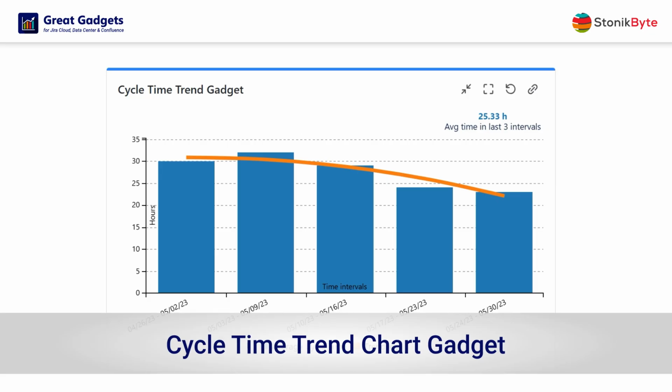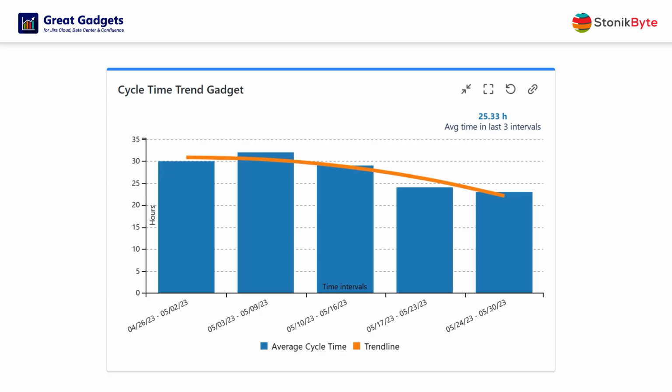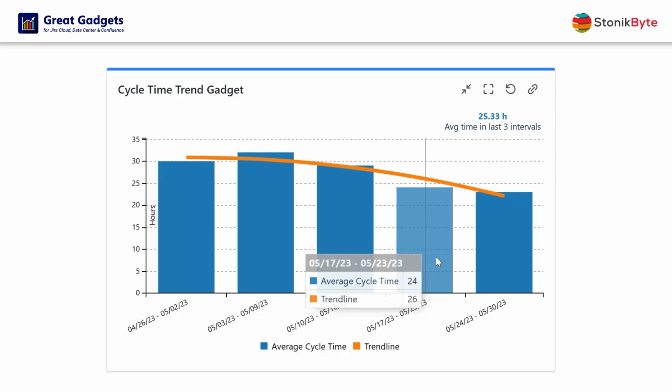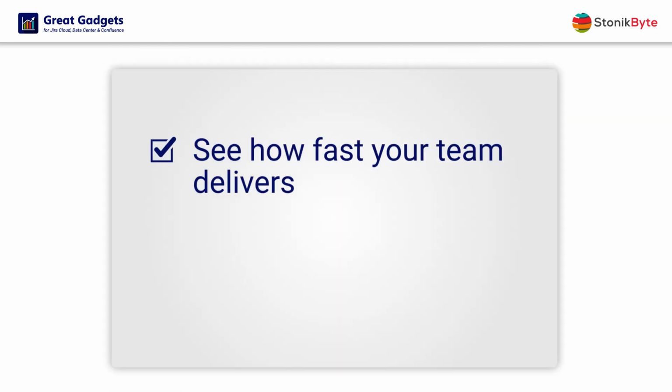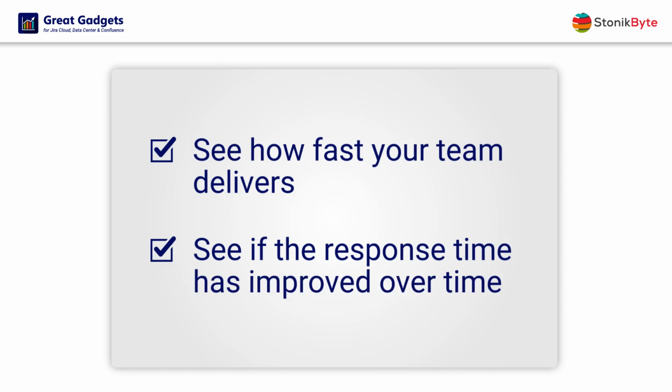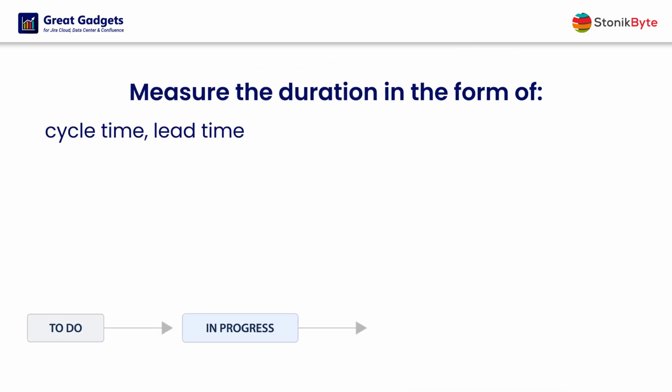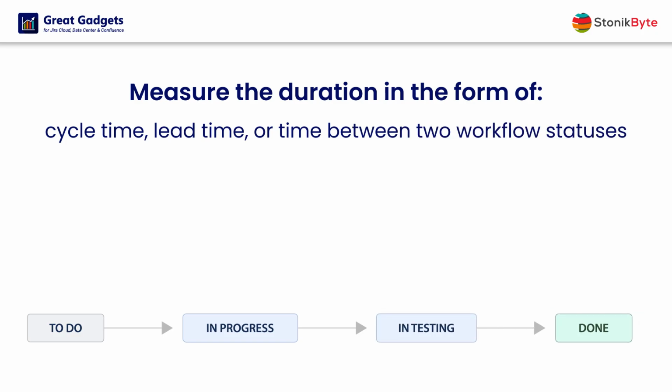The Cycle Time Trend Chart helps you visualize your team's average cycle time for past time intervals, along with its trend. You can use this gadget to see how fast your team delivers, and whether or not the response time has improved over time. You can configure it to measure the duration, in the form of cycle time, lead time, or time between two workflow statuses.